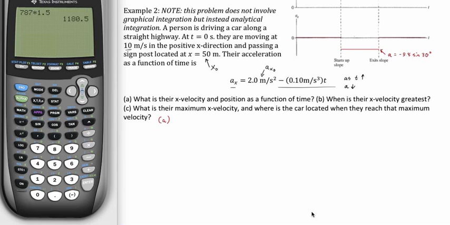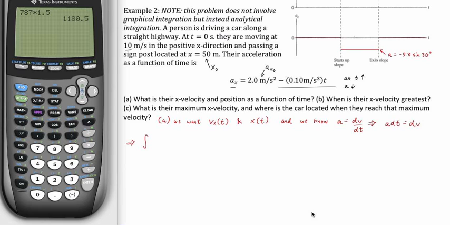So we want the x velocity, v sub x, as a function of t, and x as a function of t. Well, let's go ahead and integrate, right? We know by the definition of acceleration that a is dv dt. So then we can rewrite this as a dt equals dv. I just cross multiplied by dt, and then I'm going to continue with this and integrate both sides.